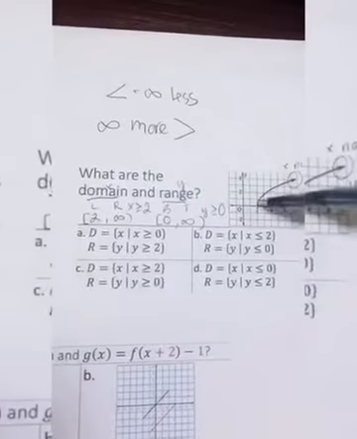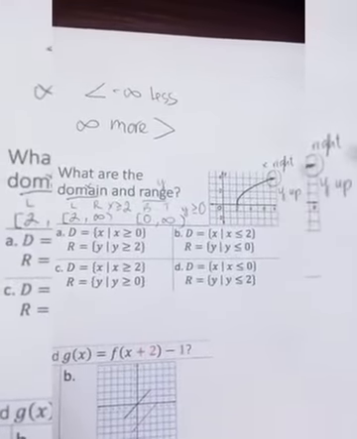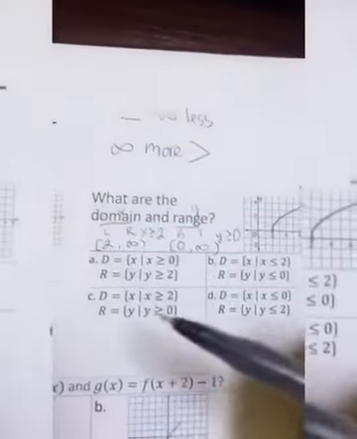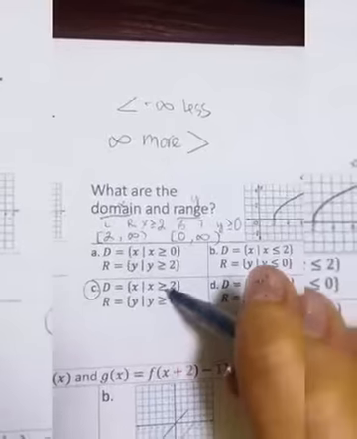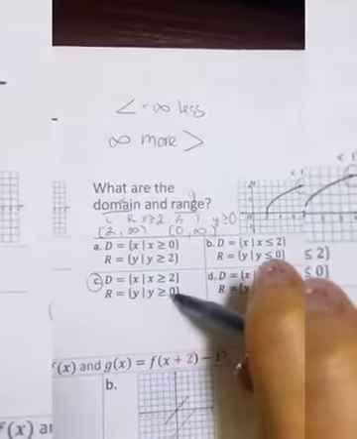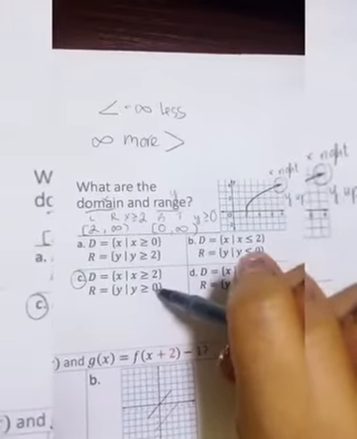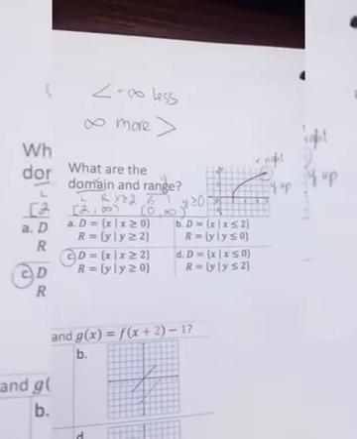In this case, both of them are going to the right and up, getting bigger, so we use greater than for both. x is greater than or equal to 2, y is greater than or equal to 0. Okay, so that's it about domain and range.